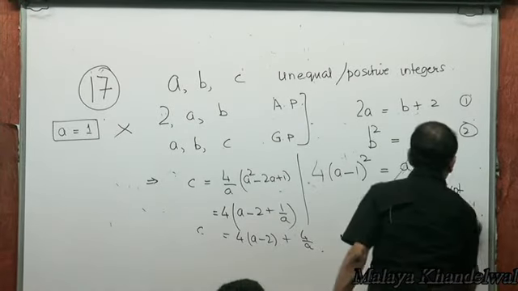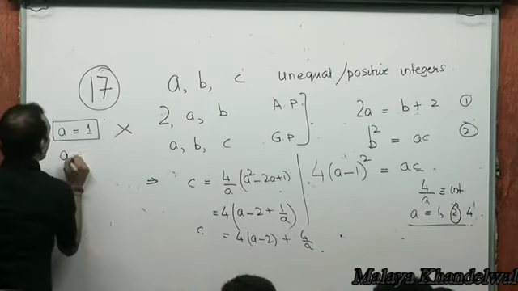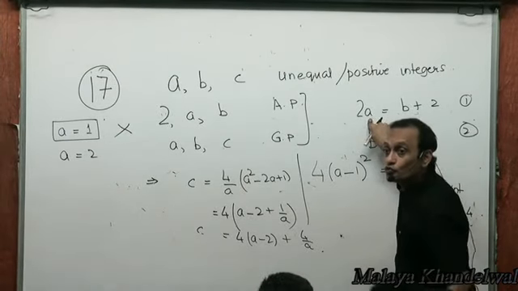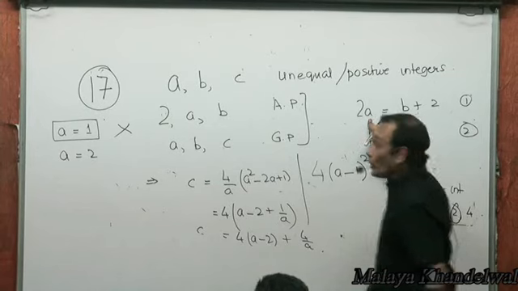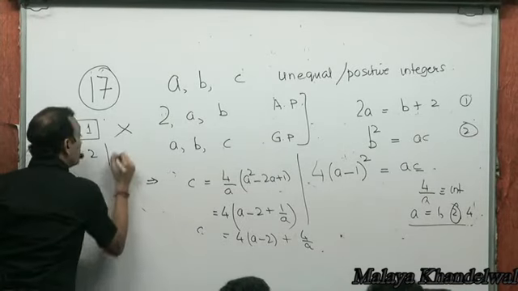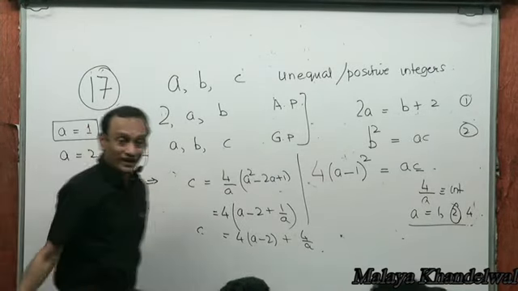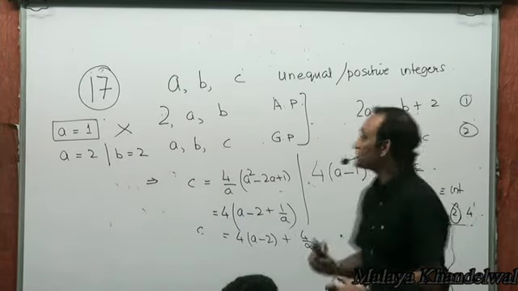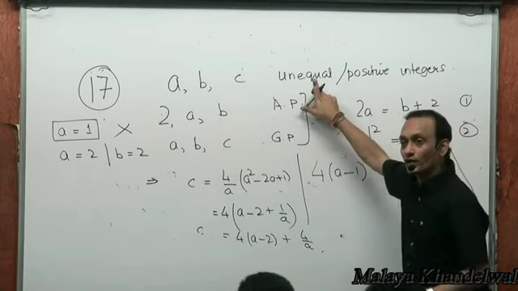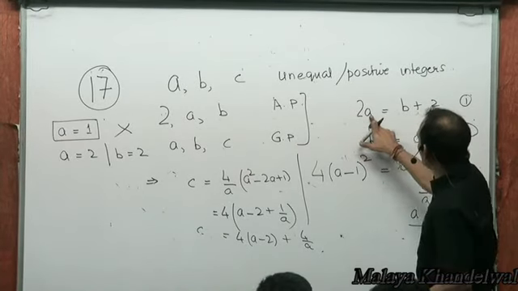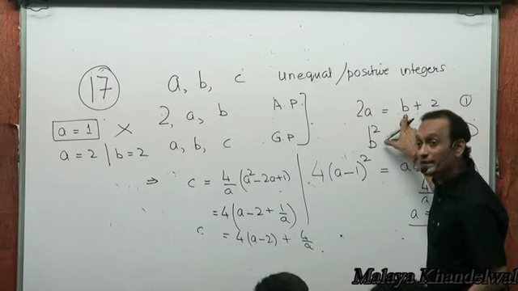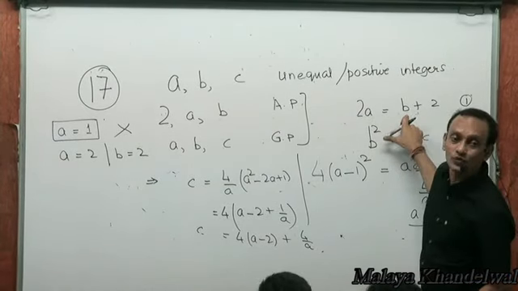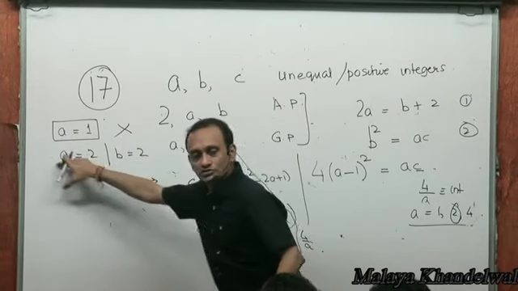Let me look at a equal to 2. A equal to 2 will give me b equal to 2, but it's given that they are unequal. Therefore, a equal to 2 can be dumped, isn't it? If you plug in a equal to 2, 4 minus 2, b turns out to be 2, which is not possible because a and b are unequal. So a equal to 2 is ruled out.